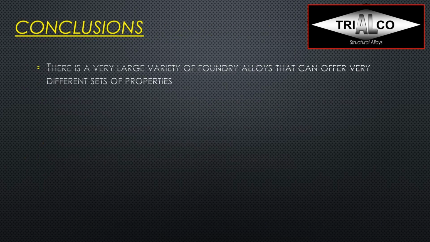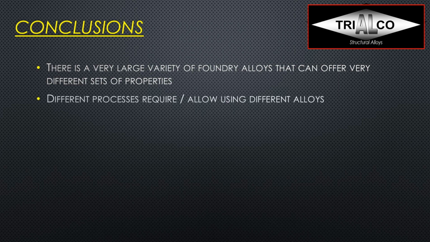So with this, we're coming to the conclusions for this webinar. We have seen there is a very large variety of foundry alloys that can offer very, very different sets of properties, not just mechanical, but in general. Different processes will require or even allow us using different alloys, and we have seen the nomenclature is different around the world, so watch out when you talk to an Australian who might use an alloy name that sounds familiar to you, but it might mean something completely different.